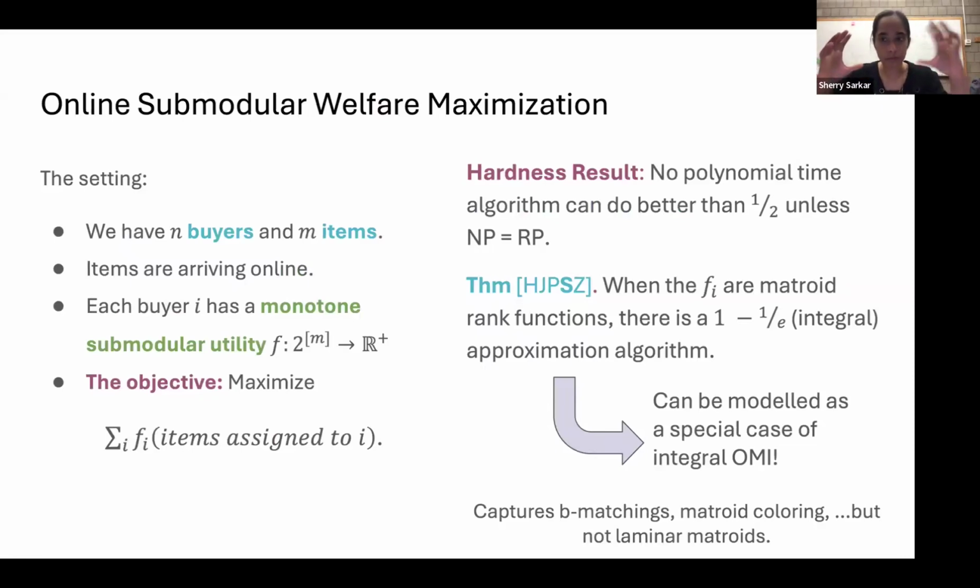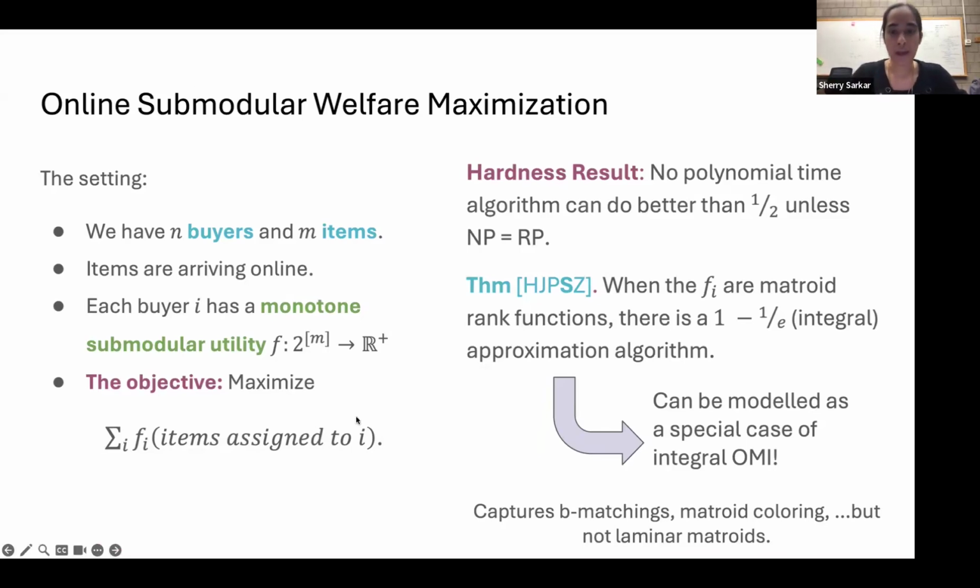So this slide is going to be dedicated to how my problem is similar to a sister problem called online submodular welfare maximization. The setting there is that you have some buyers, you have items. The items are arriving one by one, and buyers have utility for the items. And our objective is to maximize the sum of the utilities. Now, when the utilities are submodular, this is called online submodular welfare maximization. Hugely popular problem in the field.